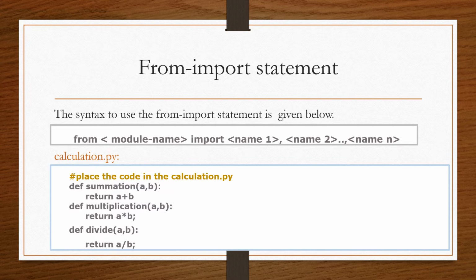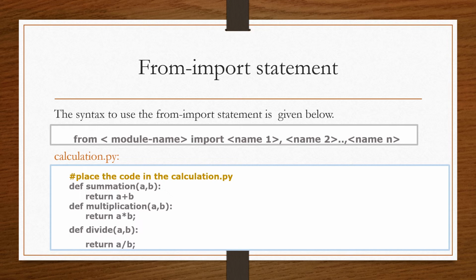Let's see how to import modules using the from import statement. Instead of importing the whole module into the namespace, Python provides the flexibility to import only the specific attributes of a module. This can be done by using the from import statement. The syntax is: from is a keyword, module name, and import name1 or name2, that is the function name we are accessing from the module.